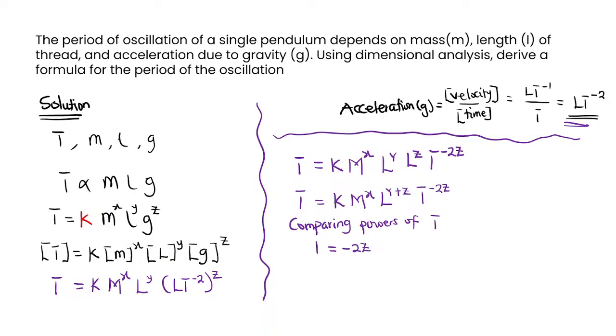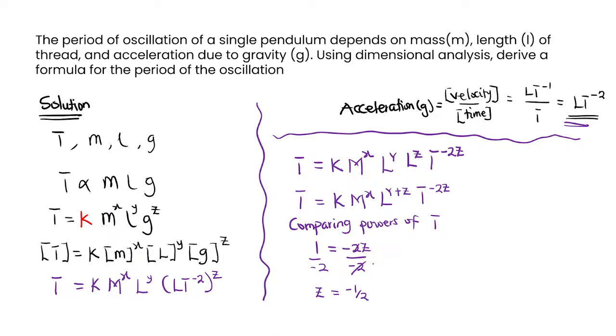Now from here, the next thing I have to do is find z. So I divide both sides by negative 2. This cancels this. So therefore, z is equal to negative half. Okay, so this is what I have for z.